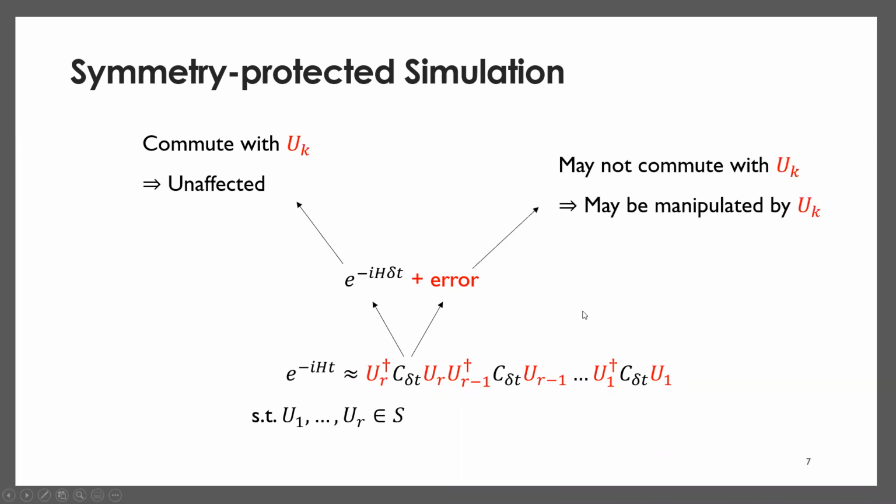But the error part of the simulation may not commute with this U_k. And in fact, these are the parts that are responsible for the symmetry violation in the system. So they can be manipulated by the symmetry transformation U_k. And the aim of a symmetry protected simulation will be to choose this U_k in a way such that we can suppress the error of the simulation.